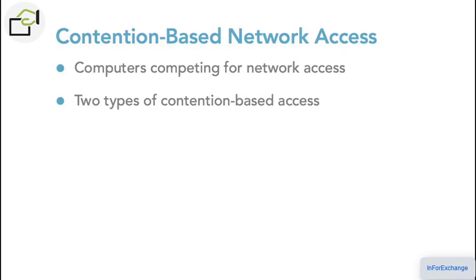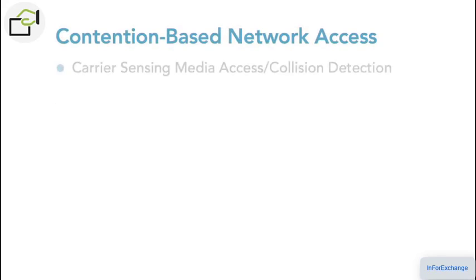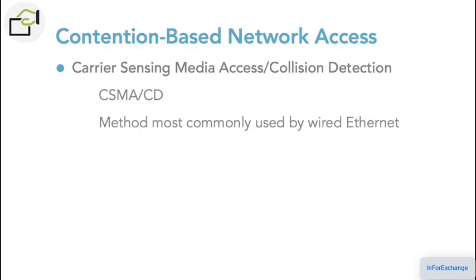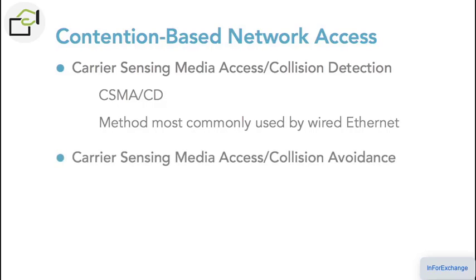There are 2 types of contention-based access that are commonly used in modern networks. One of those is the carrier sensing media access collision detection access method, also called CSMA/CD. This method is most commonly used by wired Ethernet installations. The other contention method that is commonly used is carrier sensing media access collision avoidance, also called CSMA/CA. This access method is most commonly going to be seen in Wi-Fi networks.